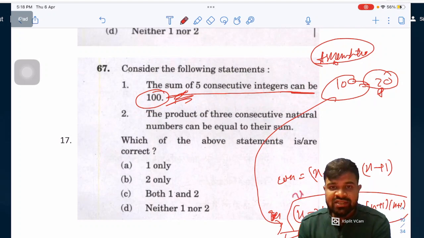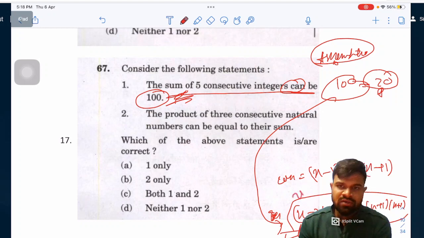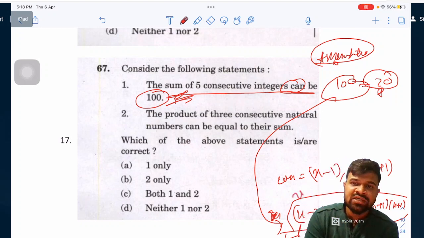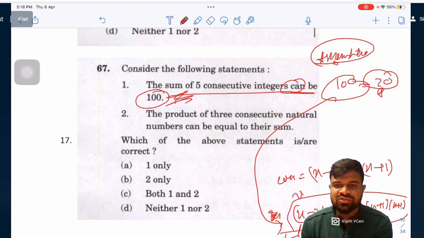How to find these five consecutive integers? And see, this was a question about can. This was a question about data sufficiency, about statements. But next year, it may ask us to find those five consecutive integers whose sum is 100. That's why I am doing this solution in this way. So this can be true. In the actual exam, you just need to say whether it is true or not. It can be true. The sum of five consecutive integers can be 100.